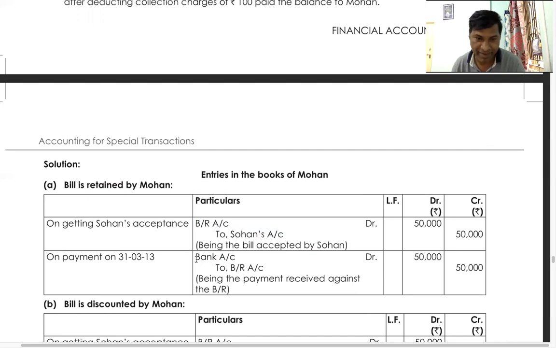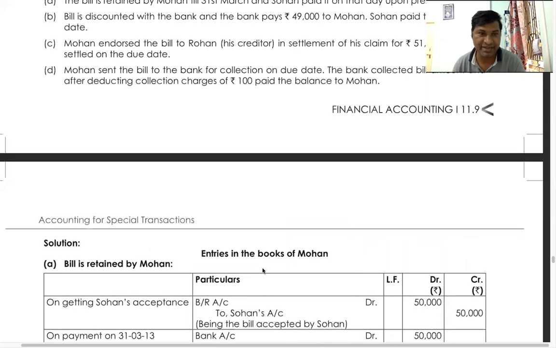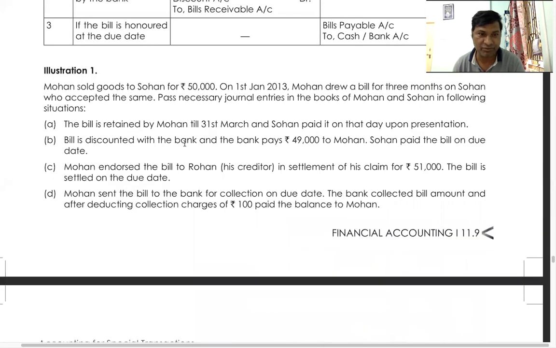Fine. When the payment is made, the cash comes in, therefore cash comes into the bank account, which is debited. And to, how it is coming: the bill is realized into cash. It is coming through bill receivable, 50,000 rupees. Okay, so you will write the narration being bill accepted by Sohan for the first transaction, being the payment received against bill receivable. Now scenario two, bill is discounted with bank.